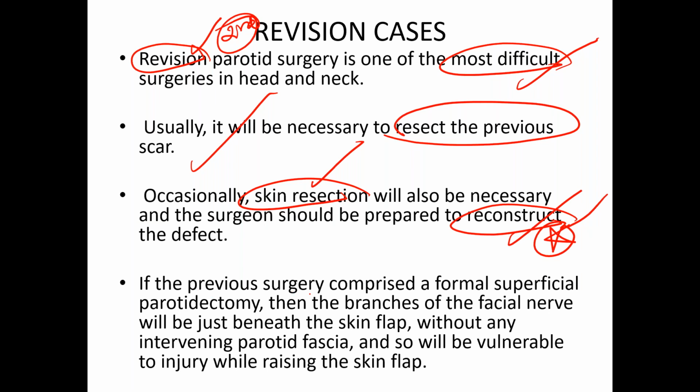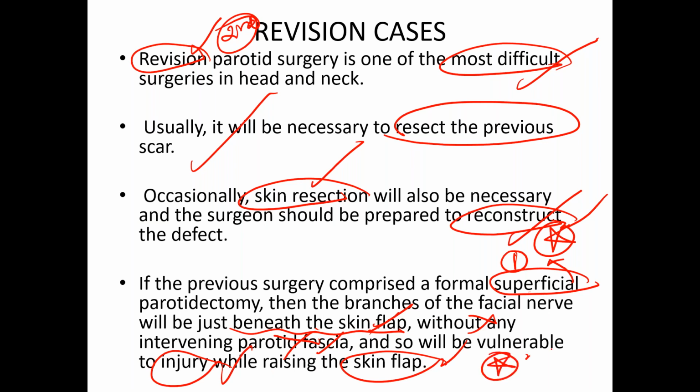If the previous surgery was a superficial parotidectomy, the branches of the facial nerve will be beneath this flap. So once superficial parotidectomy was done before, you will directly find the facial nerve below the skin only, with the intervening parotid without any parotid fascia. The fascia will not be there in such a situation, and it is vulnerable to injury while raising the skin flap itself. In revision surgery, you should be very careful because the facial nerve is just below the skin.